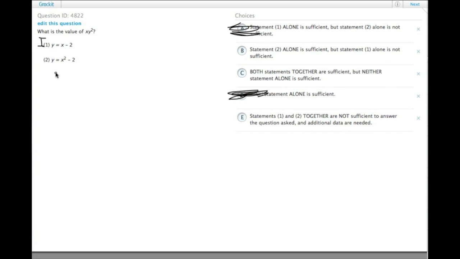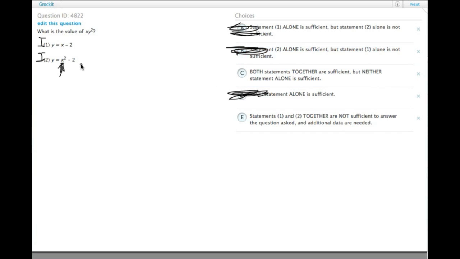Statement 2 tells us that y equals x squared minus 2, which does the same thing, but even more so introduces the complication of a squared factor, which means we could have even more possible values for x and y. So that one on its own is going to be insufficient too. We get rid of B.